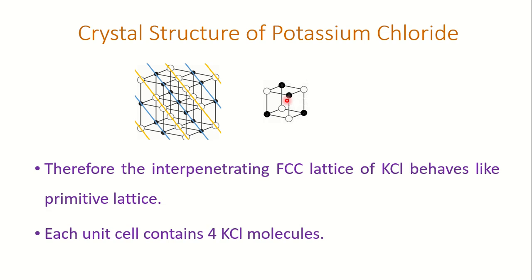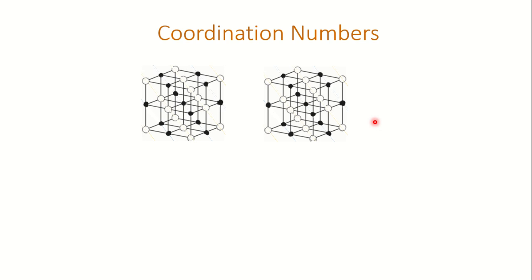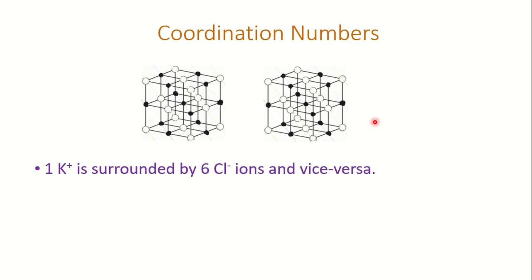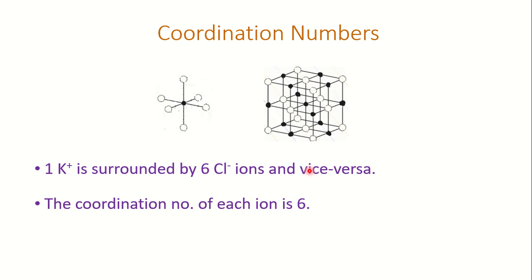Now, each unit cell contains 4 potassium chloride molecules as we have discussed. Each small cube contains half KCl molecule. There are total 8 small cubes, so 8 into half equals 4 KCl molecules. Now let us calculate the coordination numbers. One potassium ion is surrounded by 6 chloride ions and vice versa. That means one chloride ion is also surrounded by 6 potassium ions. So it's a 6:6 structure, the nearest neighbors, and therefore the coordination number of each ion is 6.